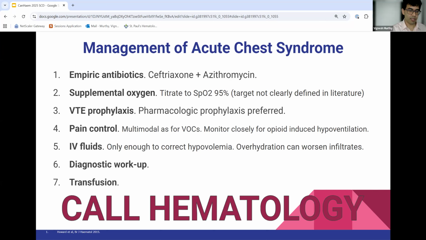And lastly, a bit of a diagnostic workup and transfusion. But honestly, the bottom line is call hematology. If there's any concern for acute chest syndrome, absolutely please don't hesitate to call us. We want to be involved and we can provide advice because, especially around transfusion, these patients frequently may require exchange transfusion, which in BC and Yukon is only delivered really at VGH. So this would be a life or limb transfer to VGH for exchange transfusion if someone had severe acute chest syndrome.